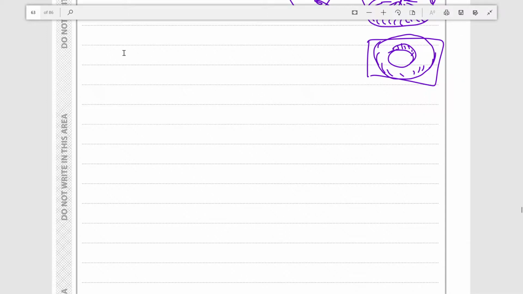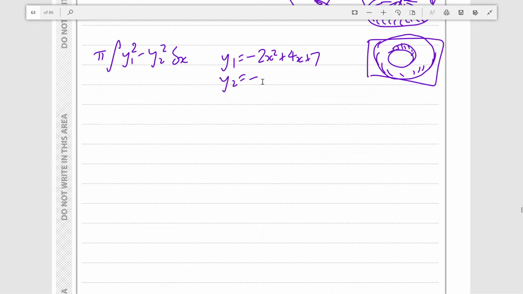So we want to find pi times the integral of y1 squared minus y2 squared dx. Now this is quite a daunting challenge. So we know that y1 is equal to minus 2x squared plus 4x plus 7, and y2 is equal to minus x plus 4, or just 4 minus x.